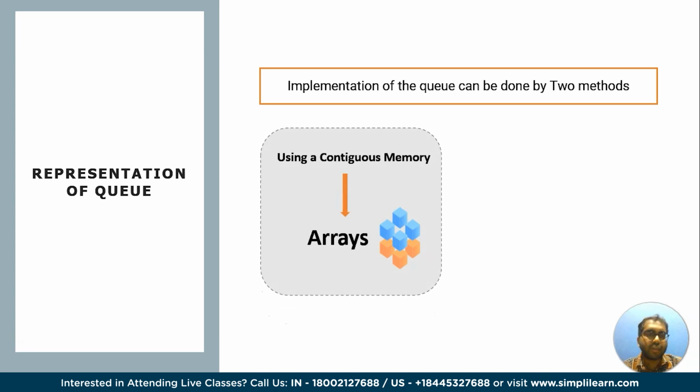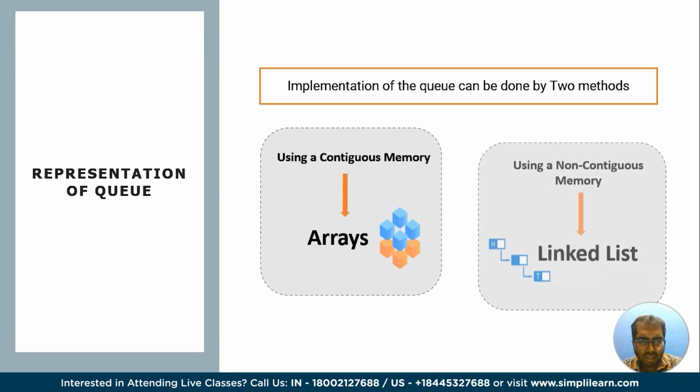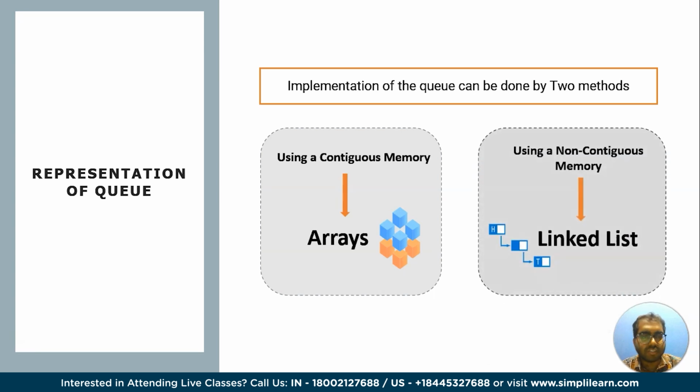Now implementation of queue can be done in two ways. One is using a contiguous memory by using arrays, and the next is using a non-contiguous memory data structure using linked list. Now there is also another way where you can use stacks as well, but it becomes a bit complicated. We will discuss how to implement using arrays and linked lists in our execution part.